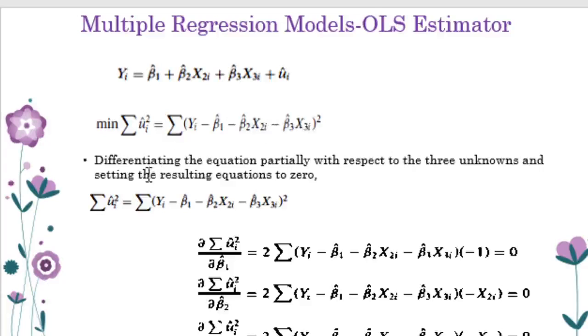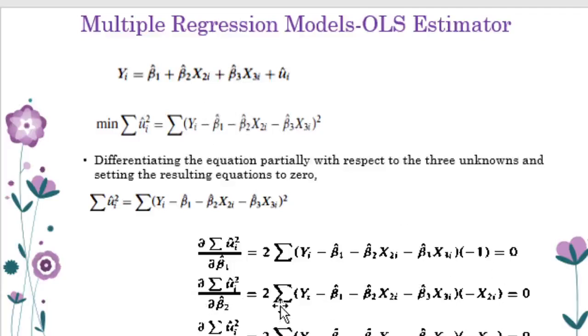Now differentiate this equation partially with respect to three unknowns. What are the three unknowns? Beta 1, beta 2 and beta 3. These are the three unknown variables. Then take the partial differential, dou ui cap square divided by dou beta 1 cap. In the same way, it is 2 into sigma of this term, into the differential with respect to beta 1 cap. The differential of beta 1 cap is 1, and therefore minus 1.